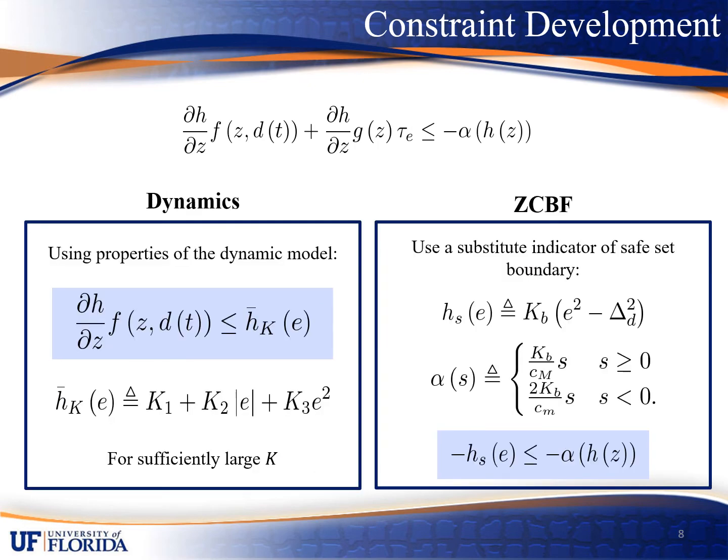In this work, we use robust control techniques to compensate for the unknown terms. Using properties of the dynamic model, we find that this term representing the dynamics of the system is upper bounded for sufficiently large control gains k1 through k3 by this function h bar k. To compensate for the unknown mass term in the barrier function, we define a substitute barrier function hs, which is essentially h without the mass term, and we show that there exists a class kappa function alpha such that the negative of hs is upper bounded by the negative of alpha h.